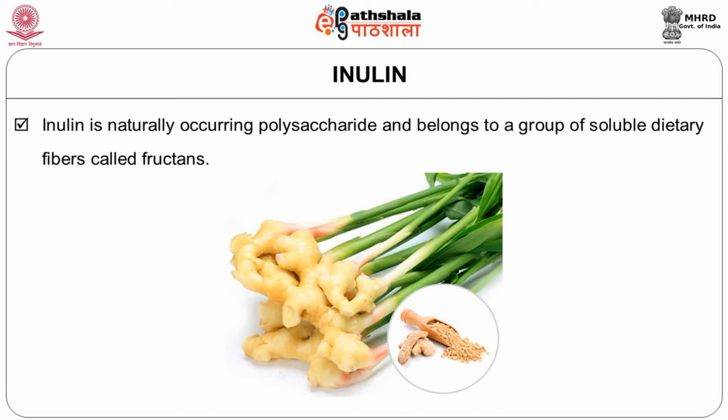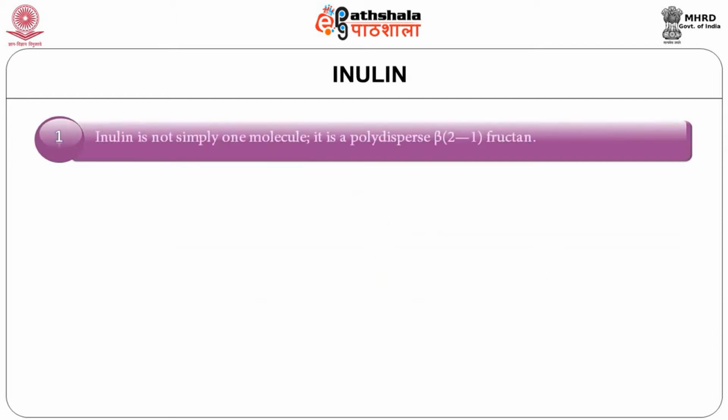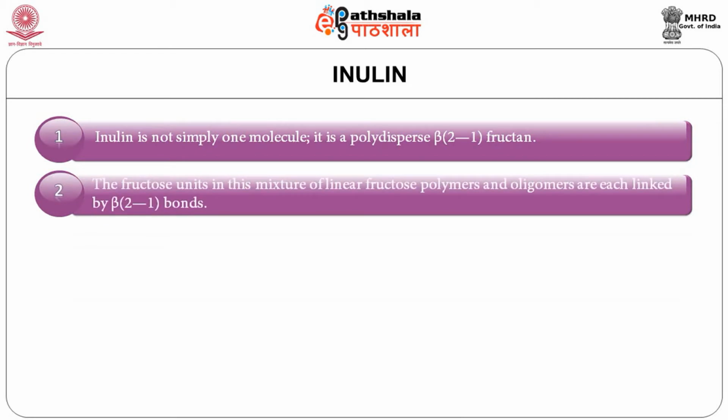Most plants synthesize and store inulin as a means of storing energy and it is usually observed in roots and rhizomes. If we look at the structure of inulin, it is a very complex molecule. Inulin is not simply one molecule, it is a polydispersed beta-2,1 fructan. The fructose units in this mixture of linear fructose polymers and oligomers are each linked by beta-2,1 bonds.